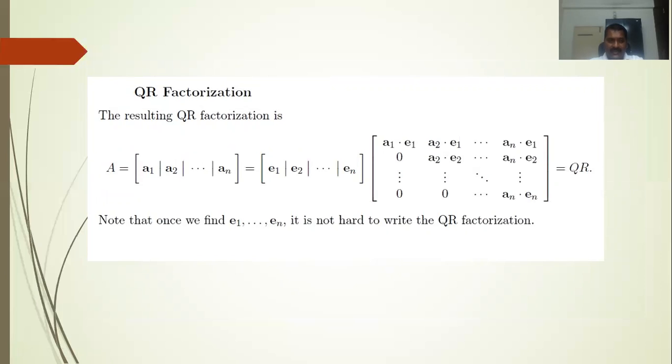Once you have orthogonalized, we construct Q with the help of these orthonormalized vectors E1, E2, En taken as columns. Once you have E1, E2, En, getting R is a pretty simple job. It is just a dot product. The first column is A1 dot E1, A2 dot E1, and so on, An dot E1. This is an upper triangular matrix, so all the elements below the principal diagonal should be 0. And this is how we get it.